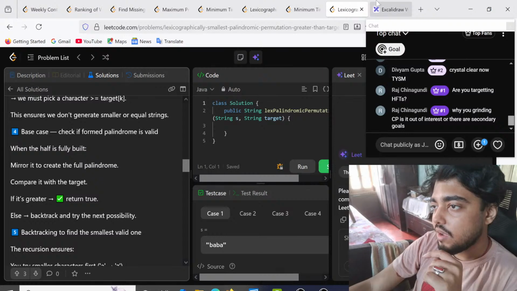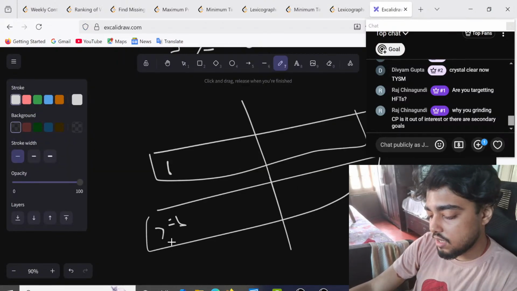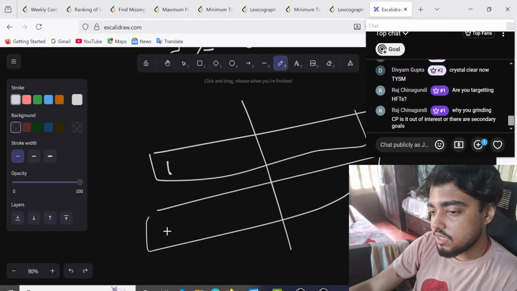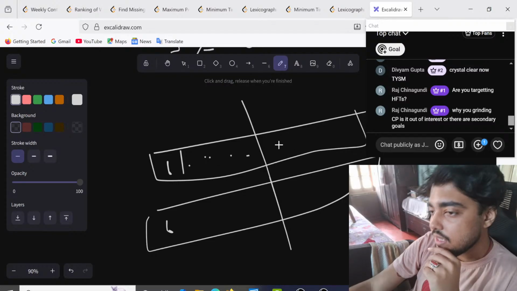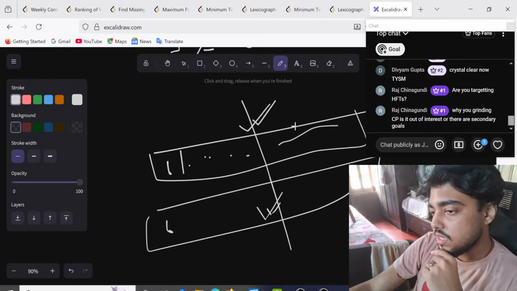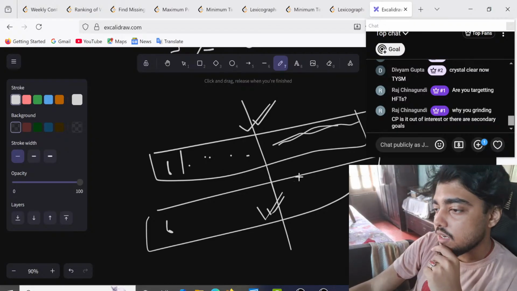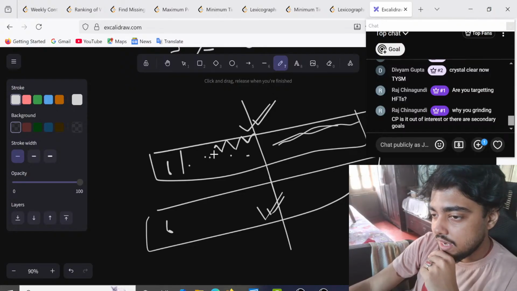Why would you need to backtrack? Let's say this was B, this was B. I was very much sure that this can be B, and then I went on till over here and made the whole thing. Then I realized that target is not a palindrome, this is a palindrome, so in this part it is not lexicographically smaller. So I have to backtrack and replace any one of them.